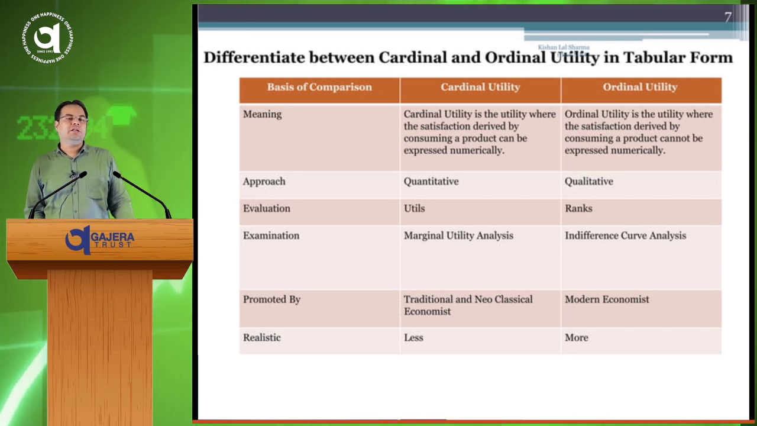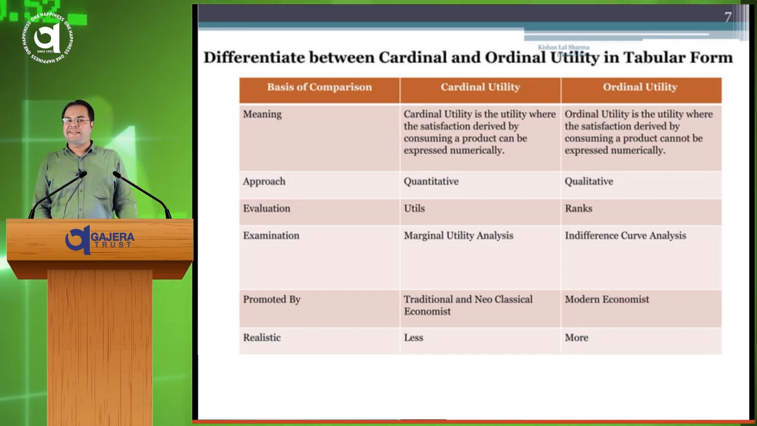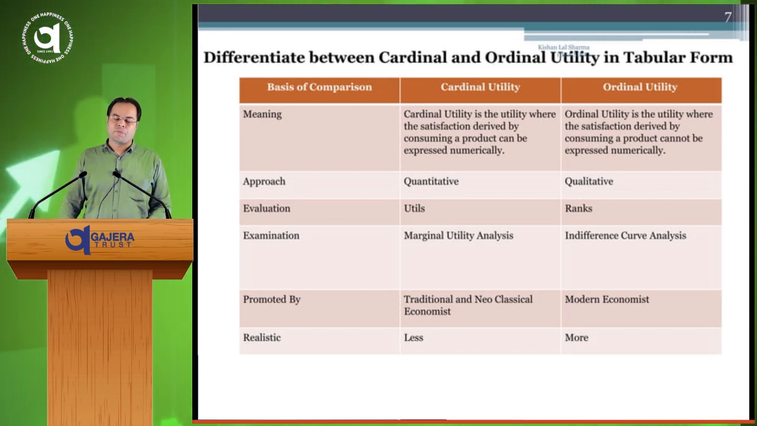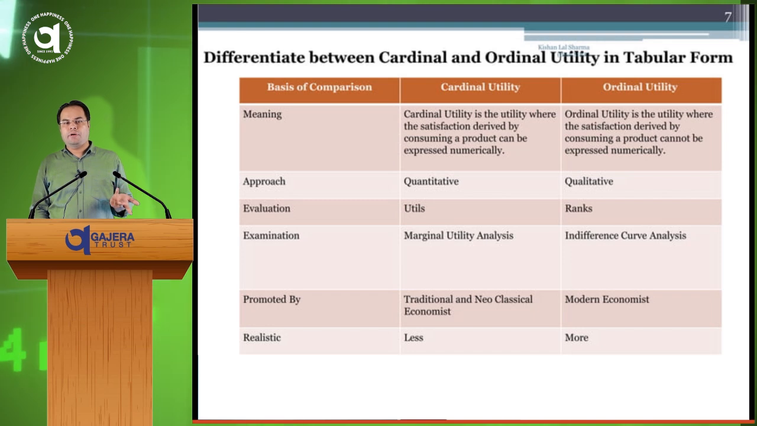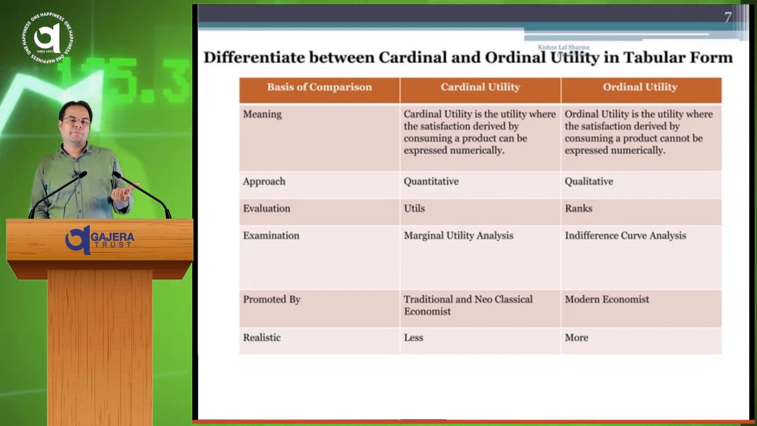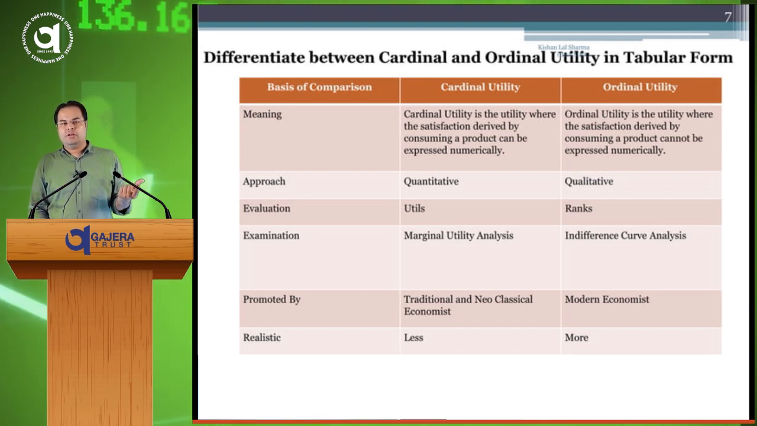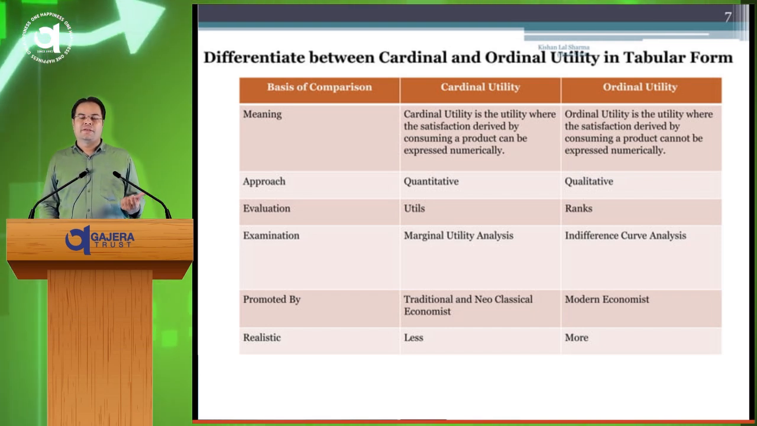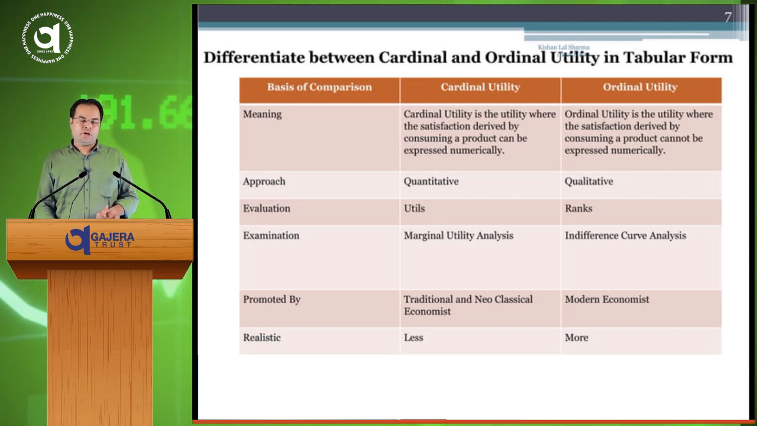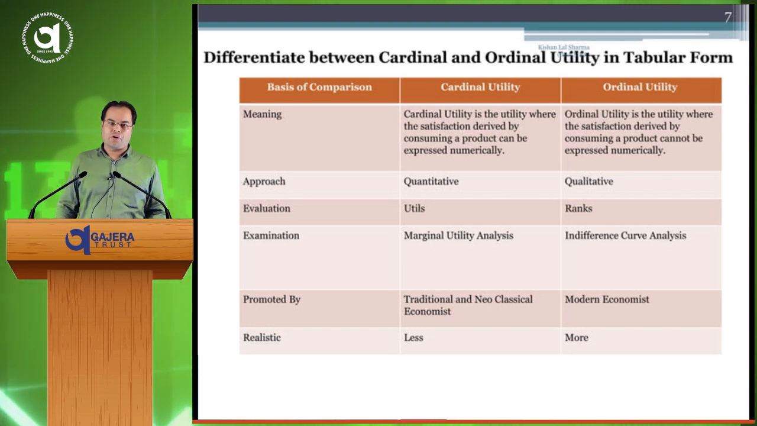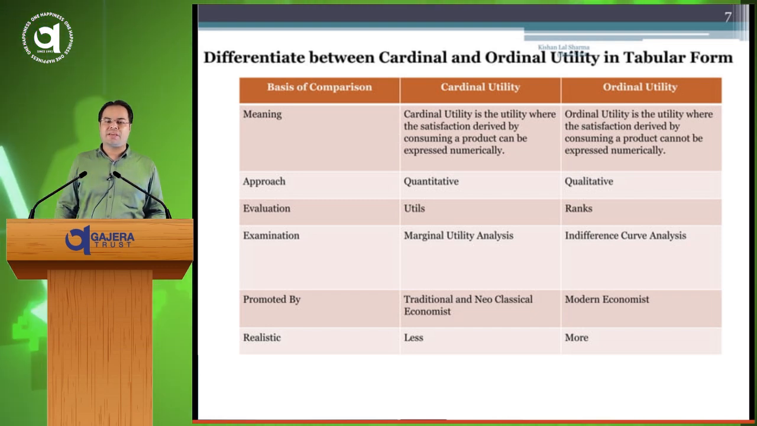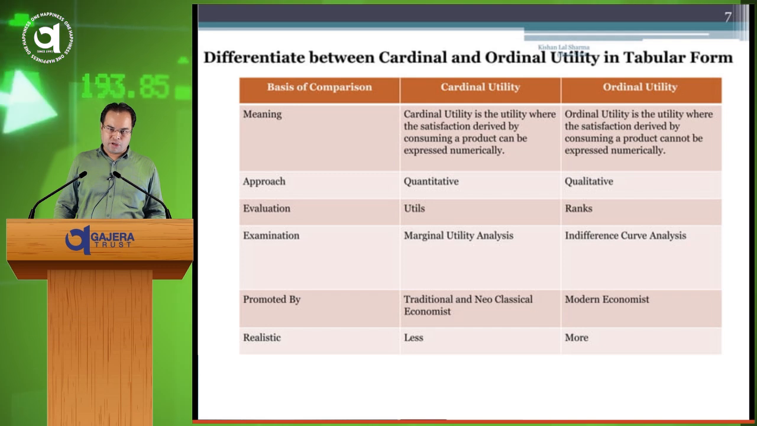First, cardinal utility is the utility where the satisfaction derived by consuming a product can be expressed numerically. It means you can express it in numbers, like 1 scoop, 2 scoops. Suppose the price of one scoop is 30 rupees. So I have eaten 30 rupees worth, 1 scoop. Second, 30 plus 30, 60 rupees, 2 scoops I have consumed. Whereas ordinal utility is the utility where the satisfaction derived by consuming a product cannot be expressed numerically. It is an abstract term.